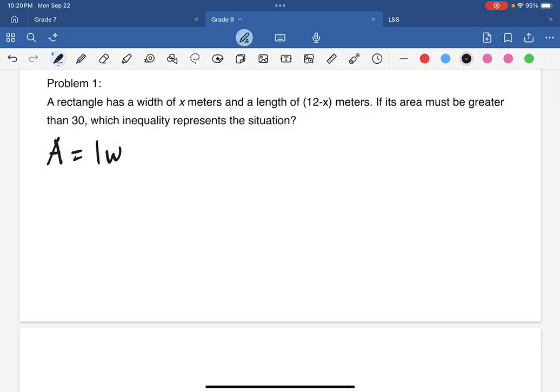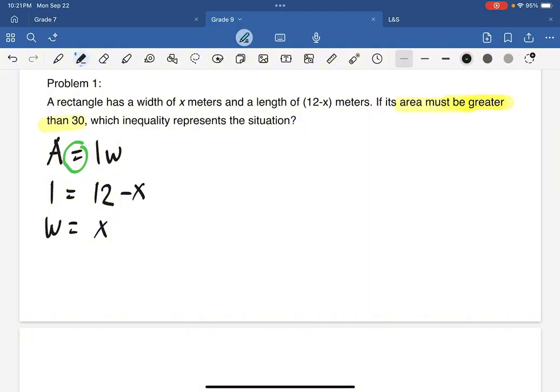Based on this, our length is 12 minus x, and our width is x. Now, an area here, as you can see, is associated with an equation. But then again, our topic is about quadratic inequalities. So instead of having an equation here, we are going to take into account the given situation. So it must be greater than 30.